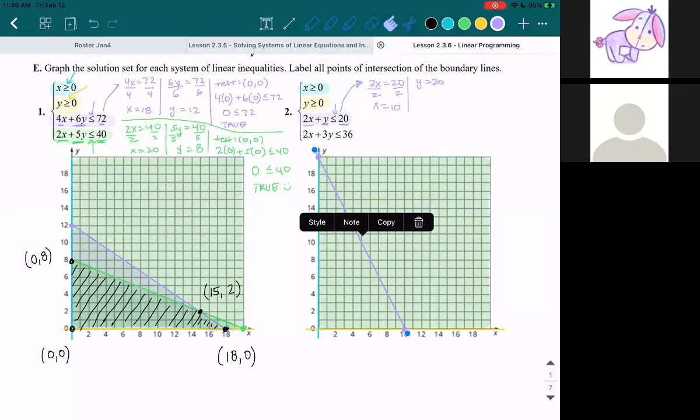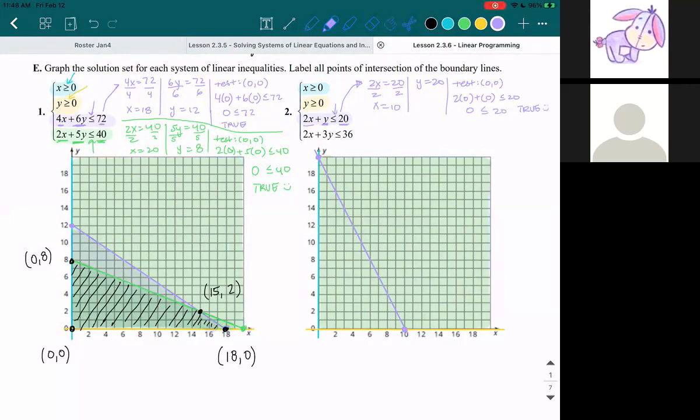And then let's see, we're going to test out a point. What point should we test out? I think you guys know what I want to test. 0, 0. So plugging it into this equation, it says 2x plus y, so 2 times 0 plus 0, less than or equal to 20. So this says 0 is less than or equal to 20. Is this true? Yes.